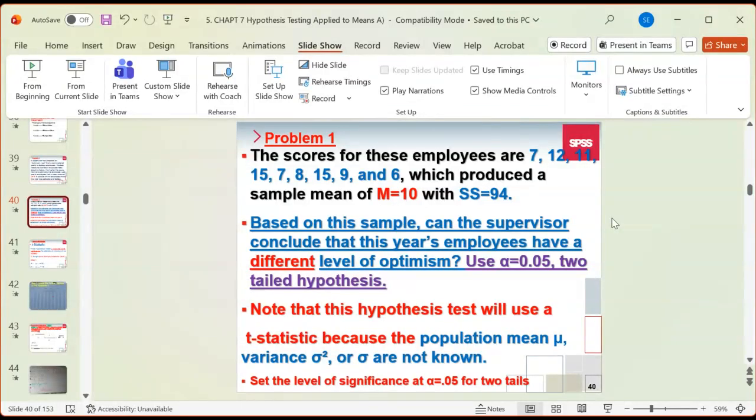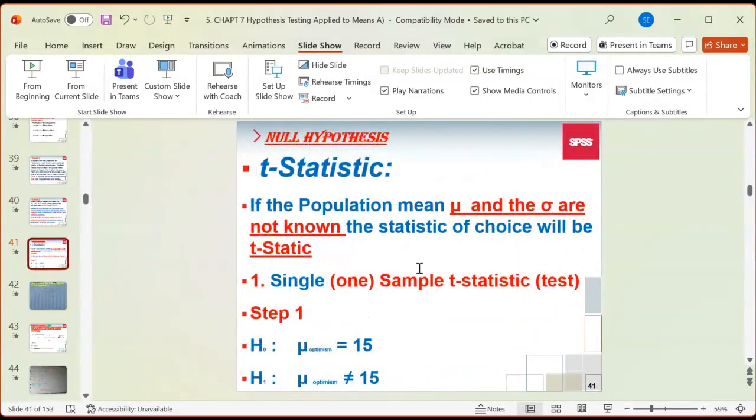So note that this hypothesis test will use t-statistics because the population mean, variance, and standard deviation are unknown. We have to use our sample to estimate them. Set the level of significance 0.05 for two-tail. And here they are. We follow our hypothesis testing.